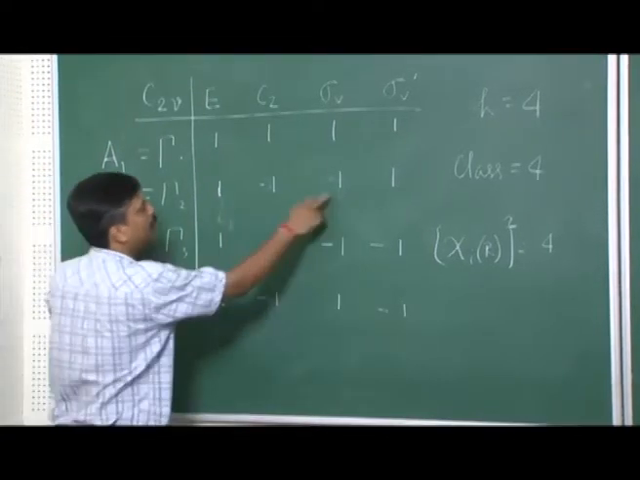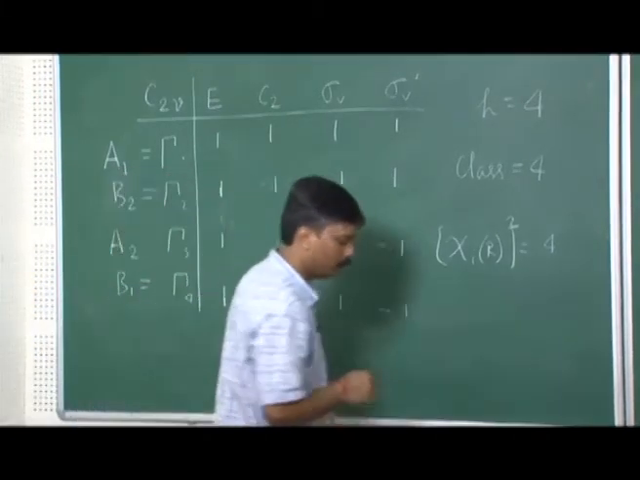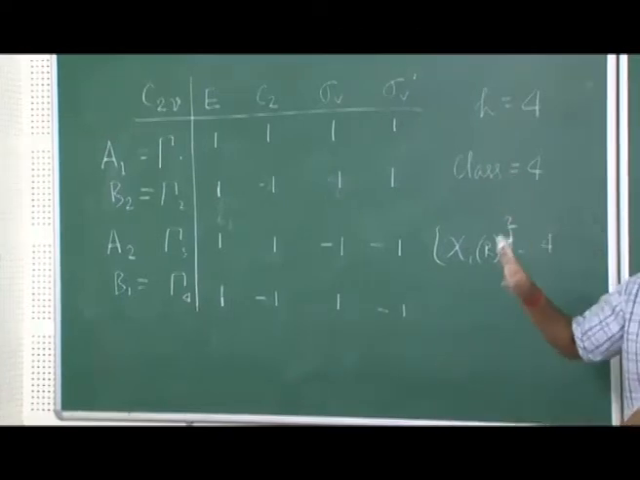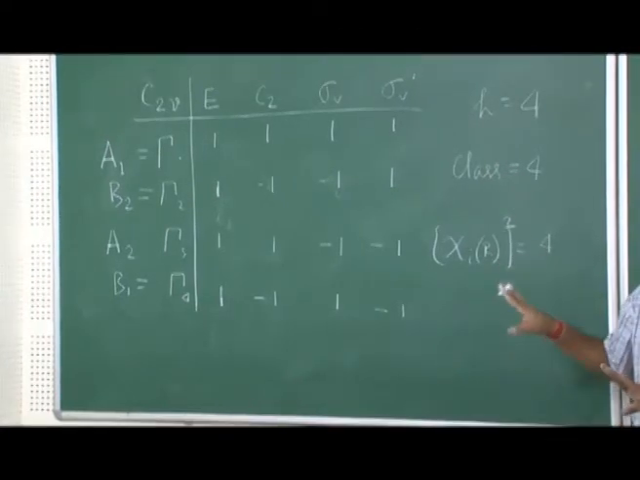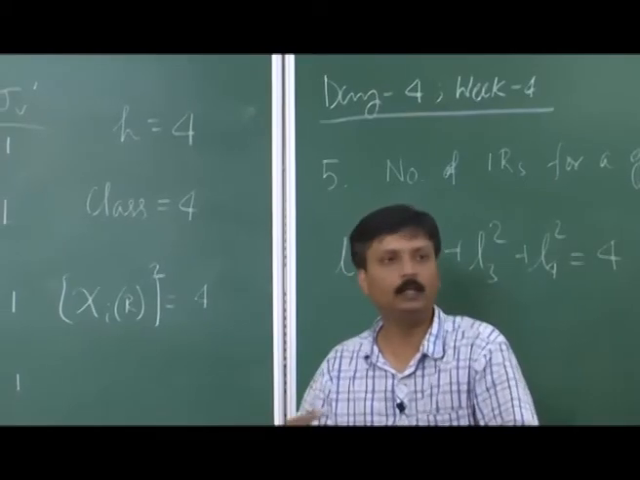Let's verify this one. Yes, it is anti-symmetric with respect to sigma V. So I got my main character table. Okay, so this is what we need. Now about area 2 and area 3, that also one can easily verify.